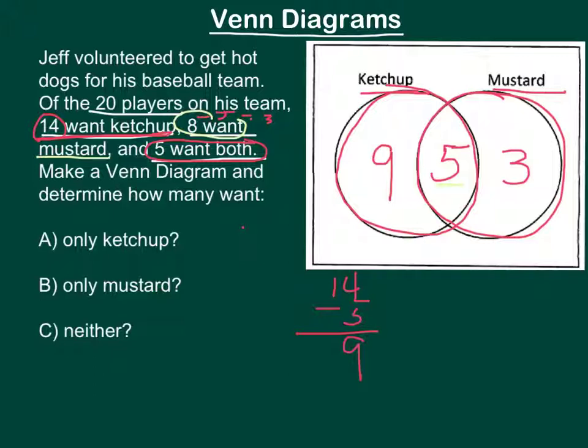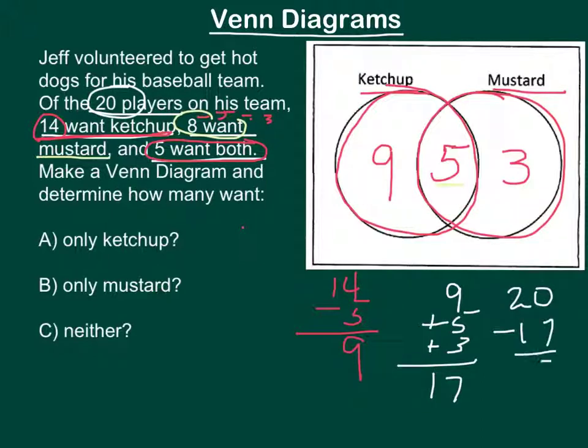All right, now let's add those up. We have 9 plus 5 plus 3. Those are all the people that we have on our Venn diagram so far. That gives us 17 people. We know we started with 20, so 20 minus 17, there are 3 people that have not been spoken for, so we put them out here in the edge of the box, not in a circle, and that tells us that 3 people did not want ketchup or mustard on theirs. So ketchup only would be 9, mustard only would be 3, and 3 would be neither.